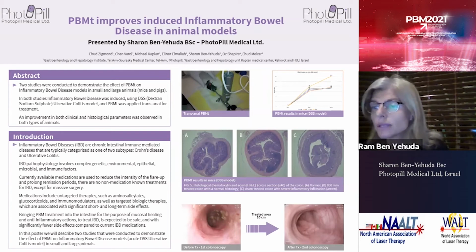In the pig study, acute DSS colitis was induced prior to treatment and followed by 6 treatment sessions to the colon over a period of 2 weeks using LED-based 850 nanometers capsule that was connected to a rectal tube. So in both cases, the treatment was given transanally. The treatment was provided to a limited predefined section in the pig.